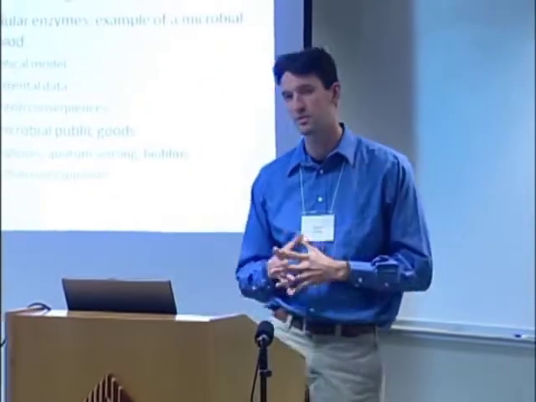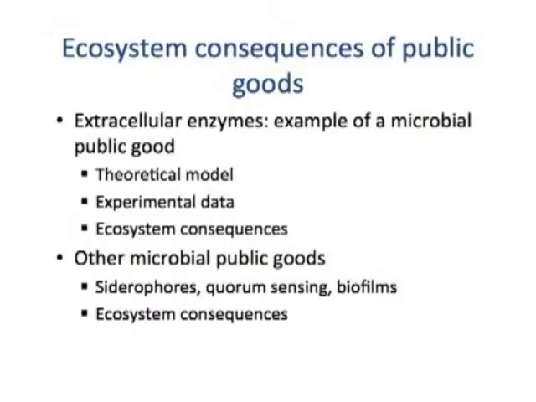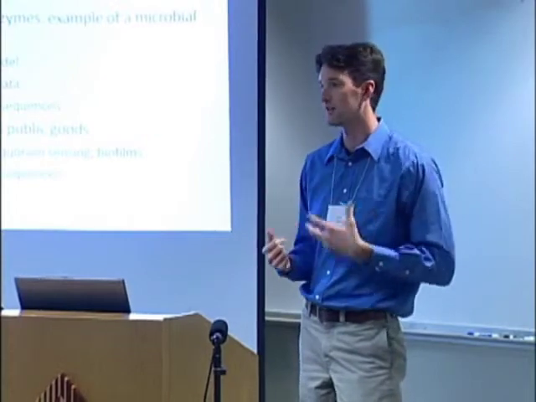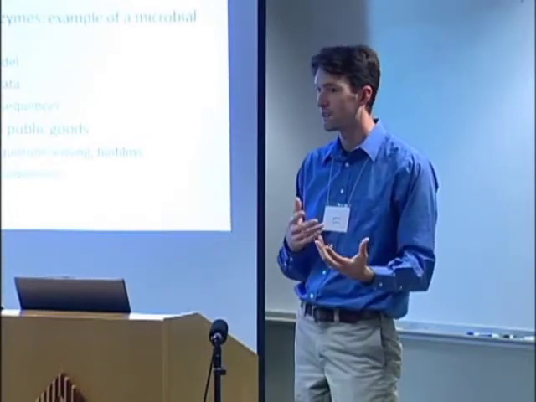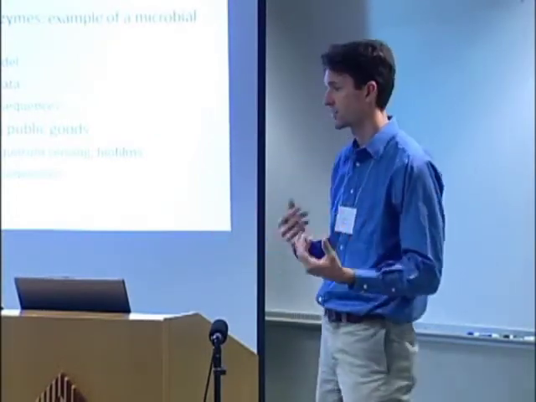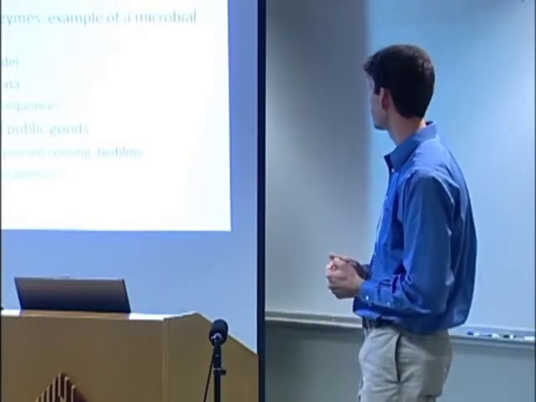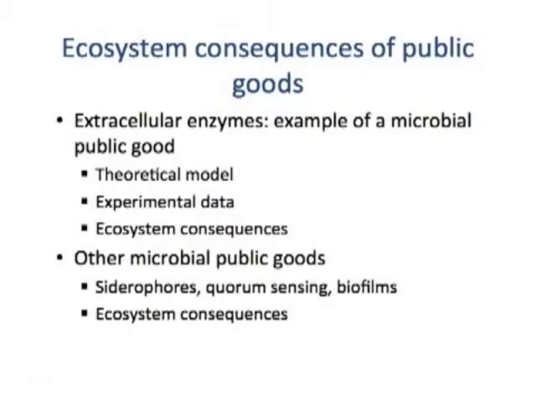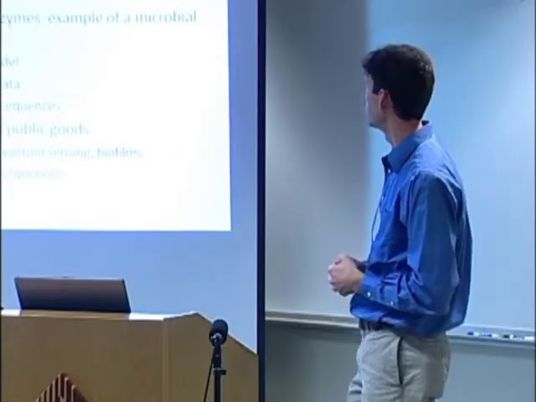And that's the process I really want to focus on today and relate to the topic of public goods. So really focusing on the ecosystem consequences of public goods, because we now know that there's a lot of good theory out there. There's a lot of understanding of the evolutionary processes that regulate production of public goods and competition for public goods. So what I want to do is focus on an example, which is the production of what I'll call extracellular enzymes, and I'll show you that system in a moment.